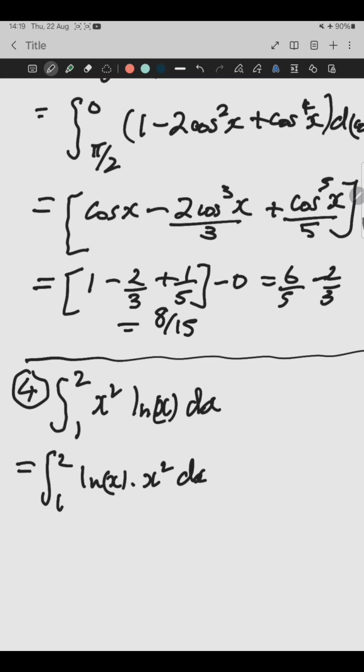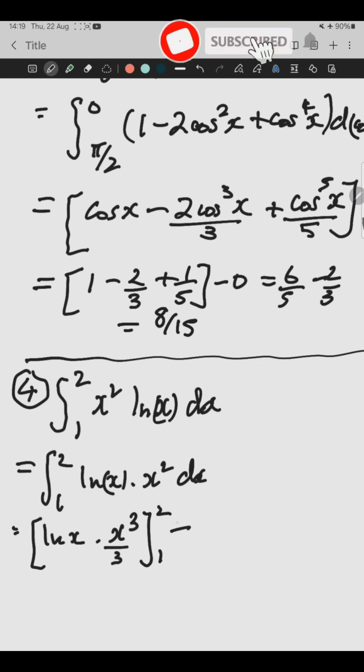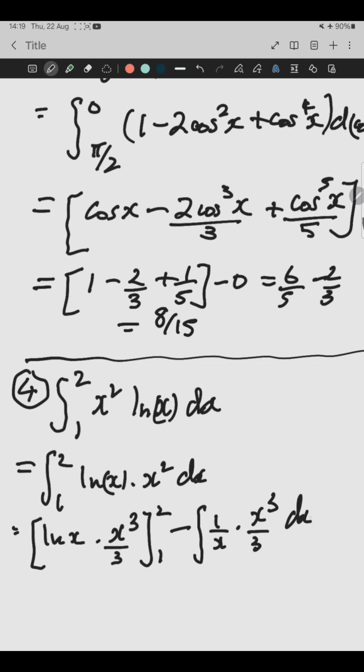And now applying the integration by parts rule, it'll be the first times the integral of the second, which is x cubed upon 3, let's not forget our limits, minus the integral of the first, log n x differentiated, which is 1 upon x, and x squared integrated, which is x cubed upon 3 dx.